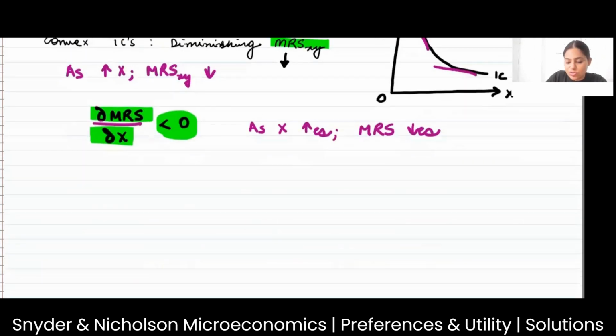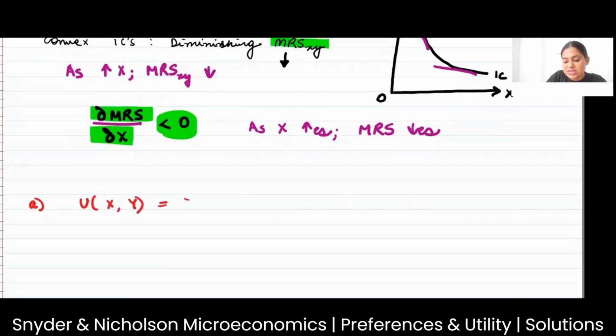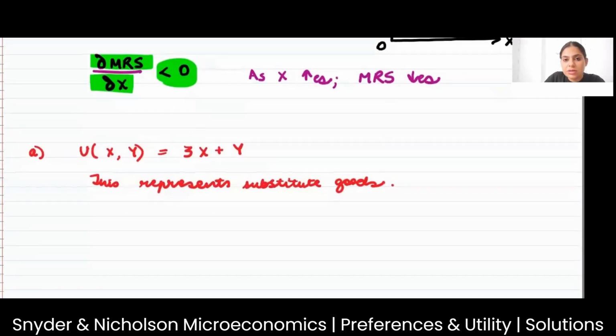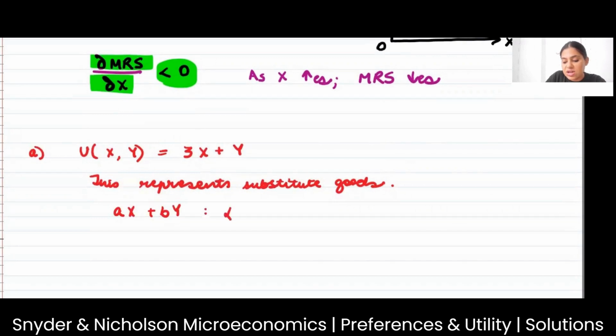My utility function is given as 3x plus y. We all know that this represents substitute goods. What does it mean? It means that this is of the form ax plus by, which is a linear indifference curve.